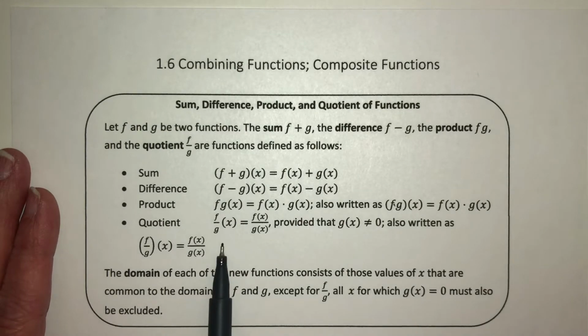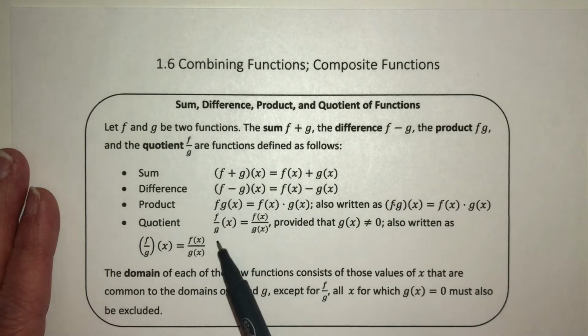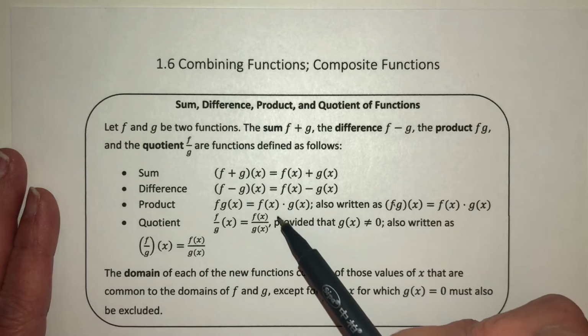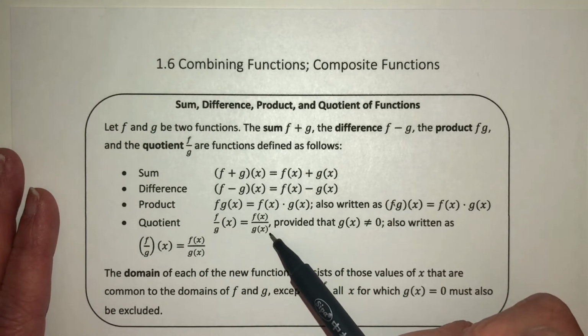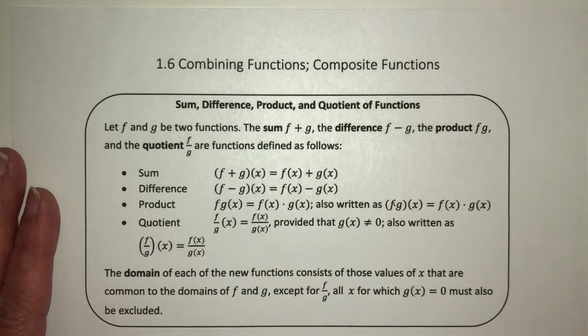And then for quotient, you have f over g of x, which is f of x over g of x, as long as g of x is not 0, because we're never allowed to have 0 in a denominator. And just like on the product, you'll sometimes see the f over g written in parentheses.